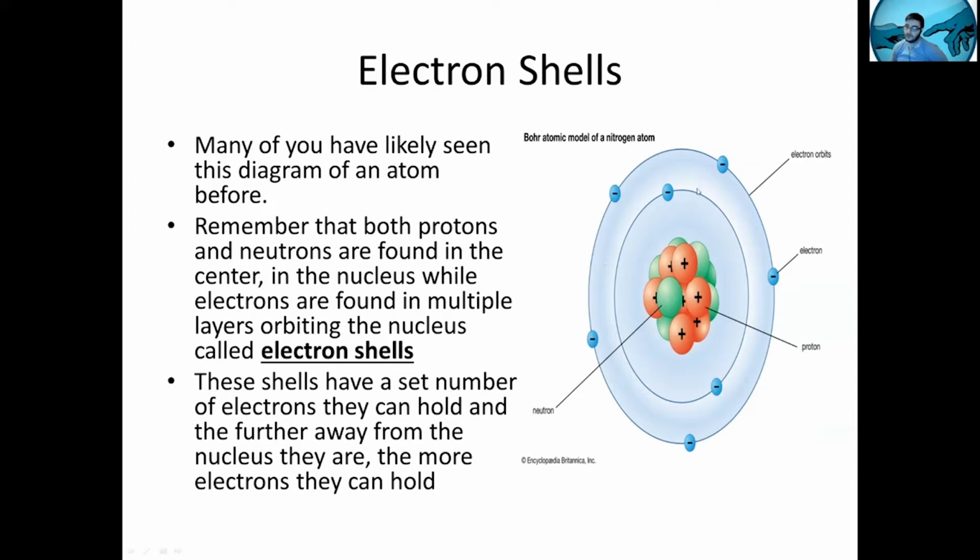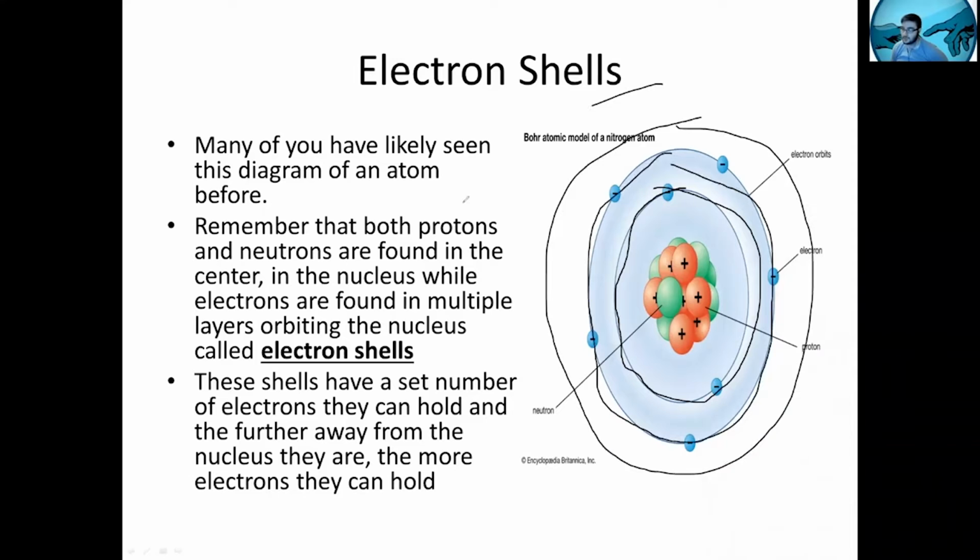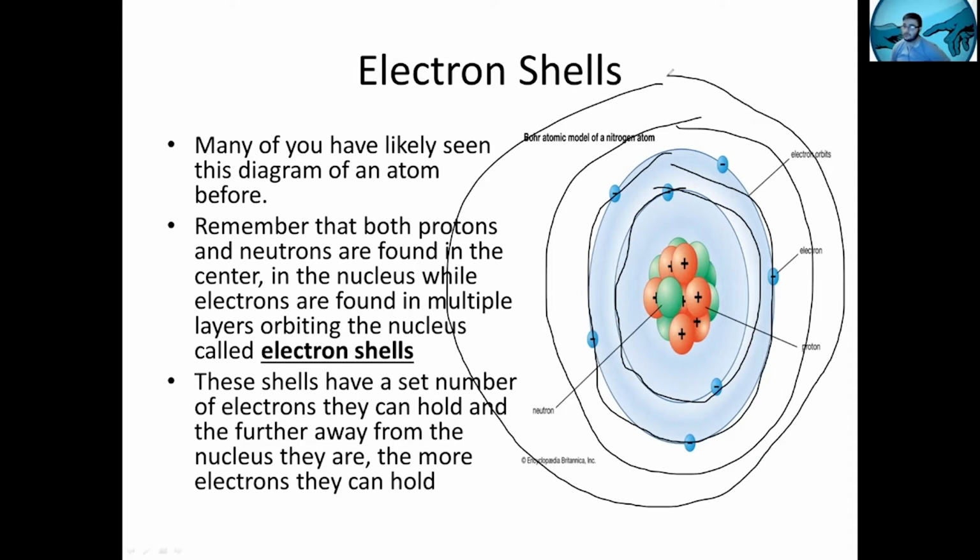Then there's different layers. So for example, this first layer, then this bigger second layer, and so on and so forth. These shells have a set number of electrons they can hold, and obviously the further away from the nucleus they are, the more electrons they can hold, because the rings are bigger. So for example, this ring is kind of small, this one is bigger. Then if you add more rings, this one's a little bit bigger, this one's even bigger, and obviously the bigger the shells are, the more electrons each shell can hold. Okay.